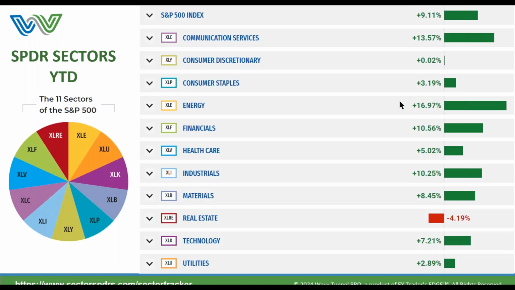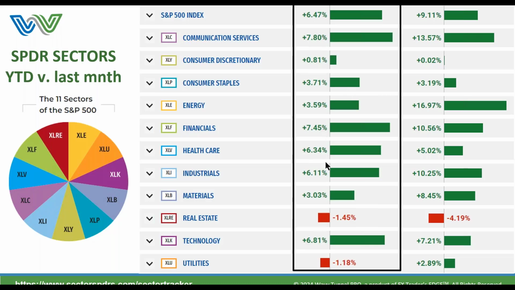So a month ago, this is what the returns were showing. Energy went from up 3.59% year to date. This is year to date. And it jumped to 16.97%. Now it's up about 16.28% after today, so it sold off a little bit. So this was very interesting.